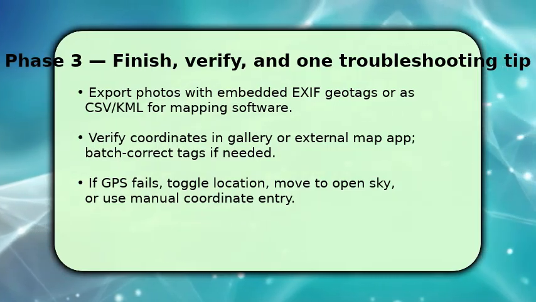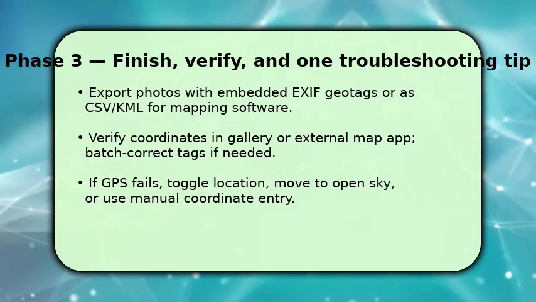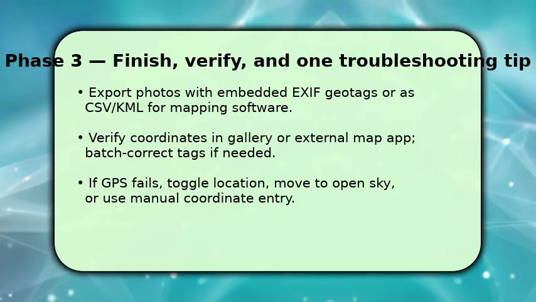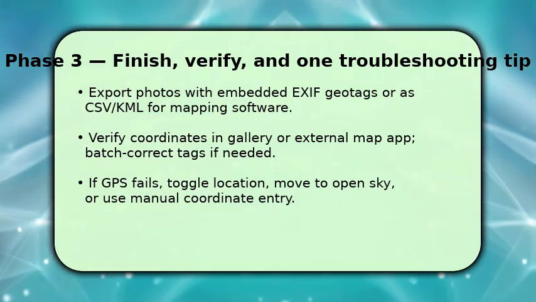If GPS fails during capture, toggle location services, move to an open sky area, or use the app's manual coordinate entry to fix a single photo. This one troubleshooting step solves most problems.